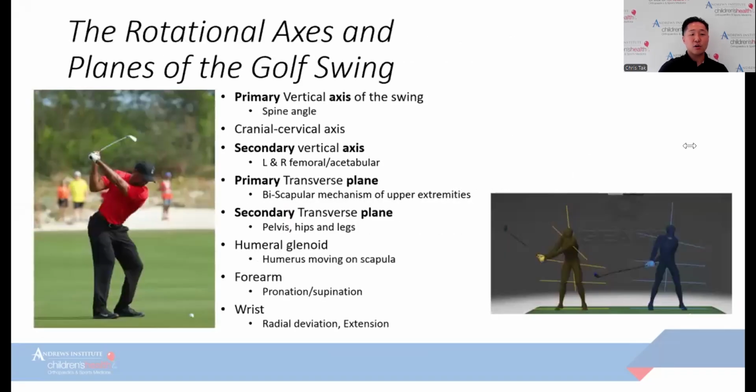And let's go a little bit more into the rotational axis and planes of the golf swing. So this is when we can start to break down the swing itself. We'll look at it from a physics perspective. The primary vertical axis of the swing is actually going to be the spine angle.